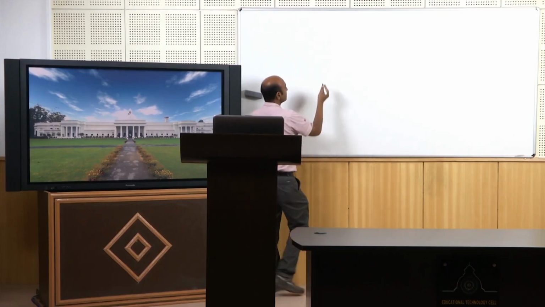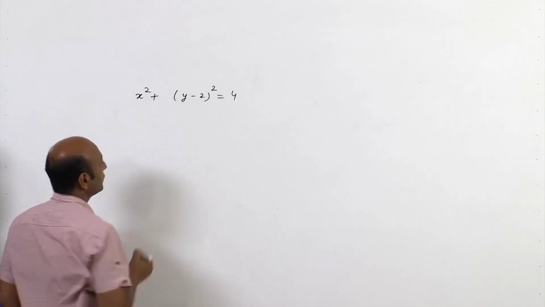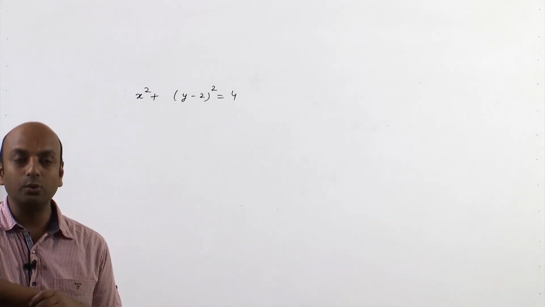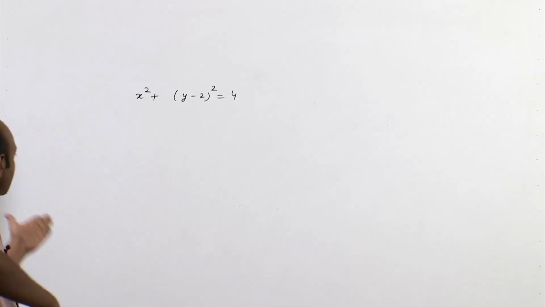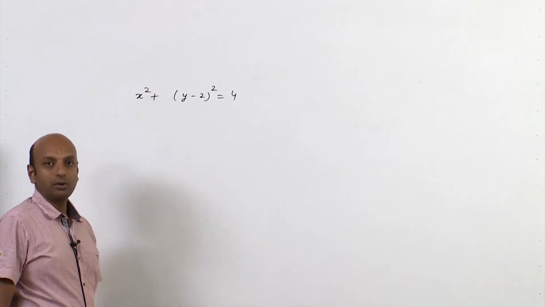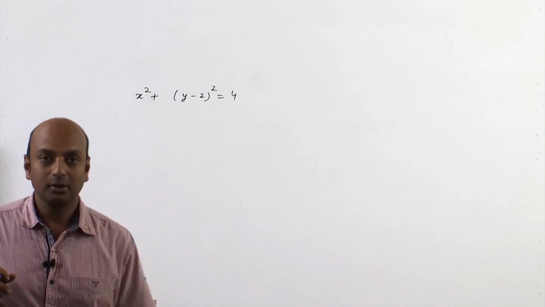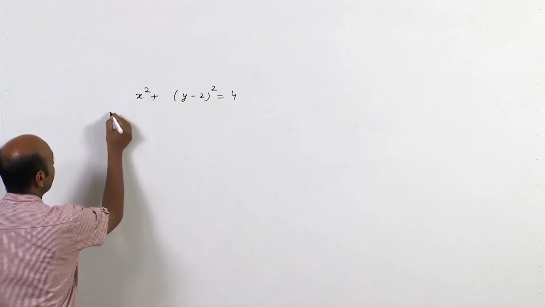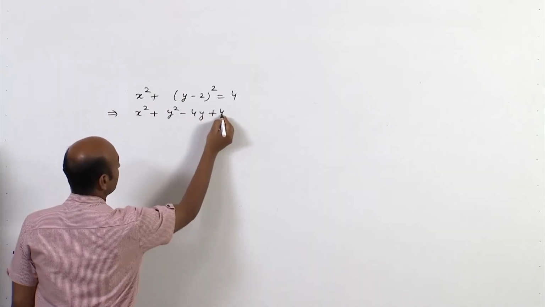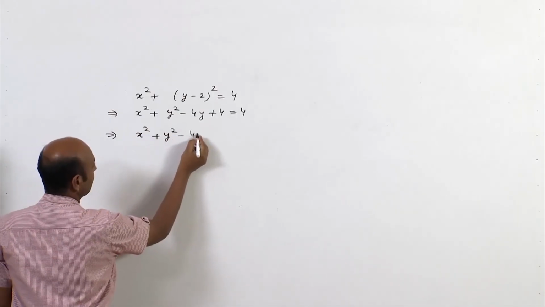So, the first equation is x square plus (y minus 2) whole square equal to 4. So, this is a Cartesian equation of a circle with center (0, 2) and radius 2. We can clearly see that this represents a circle with center (0, 2) and radius 2. Now, what is an equivalent equation of this in polar coordinates? How can you find that? You simply simplify this. This is x square plus y square minus 4y plus 4 equals 4. So, this is x square plus y square minus 4y equal to 0.